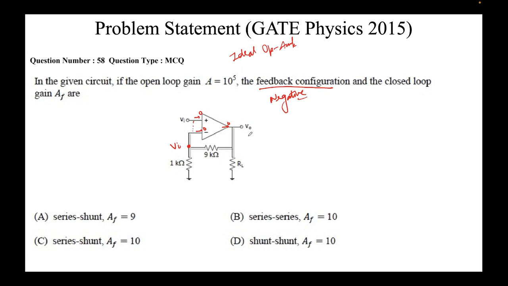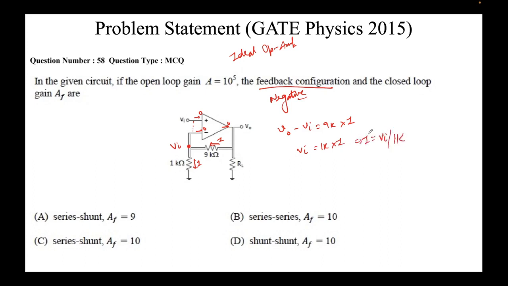How do we calculate the gain? Very simple. Apply Ohm's law across this resistor. V0 minus Vi: assume the current here to be I, and since no current can flow here, all the current coming through this branch has to go through this branch. So V0 minus Vi would be 9k times I. Now apply Ohm's law across this resistor. It will be Vi equal to 1k times I. So I'll replace I with Vi over 1k.